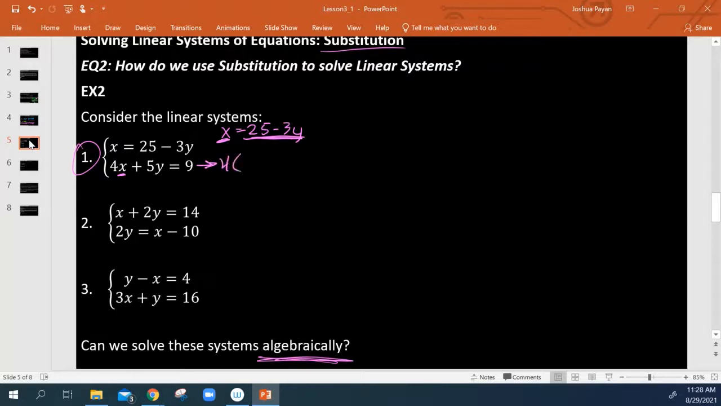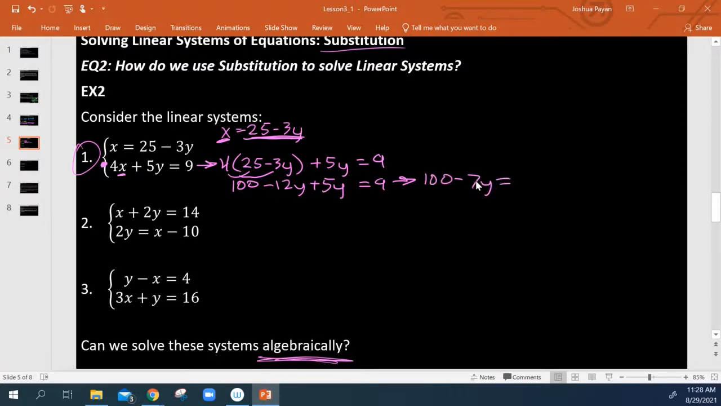So I can say 4 times x, because that's what x is, 4x plus 5y equals 9. And of course, I'm using this equation here from the system. Okay? So now you see I'm only dealing with one variable, which means I can easily just do some algebra and solve for y. So I'm going to distribute 4 times 25, 100. 4 times negative 3y, minus 12y, plus 5y equals 9. I'm going to go ahead and combine like terms here. And I get 100 minus 7y equals 9.